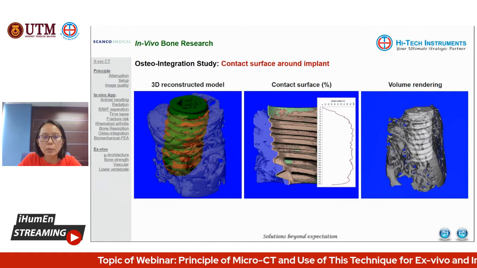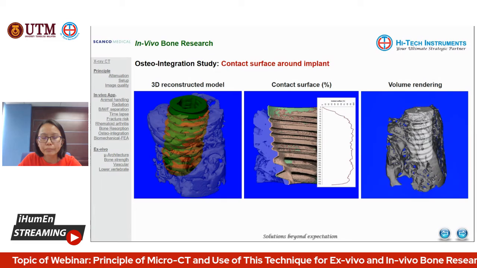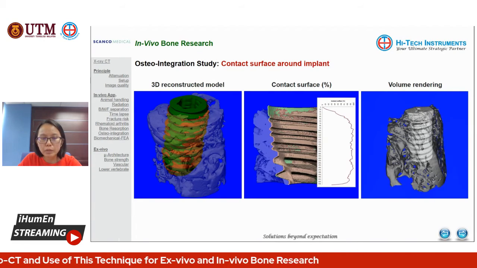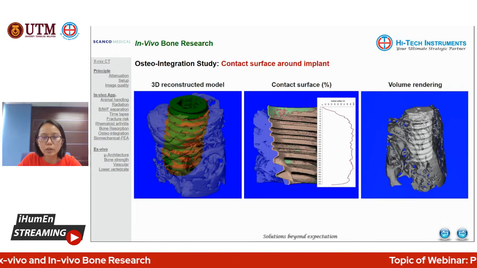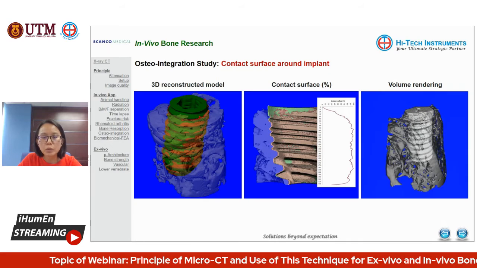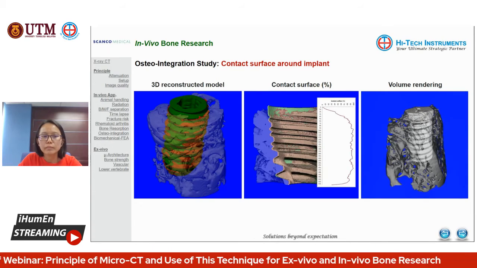So with this kind of data, we can get information from 2D slices, from a 3D reconstructed model with different color labeling to indicate the contact surface. We can also get a volumetric measurement in numbers, in a graph form, and we can also make it into animation.